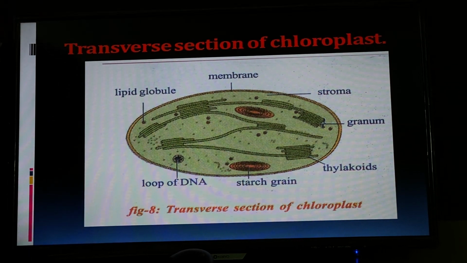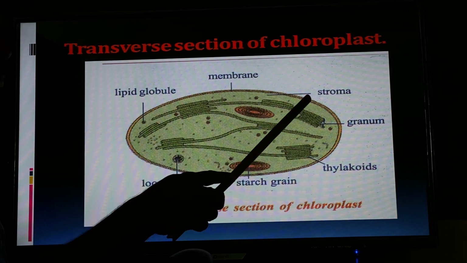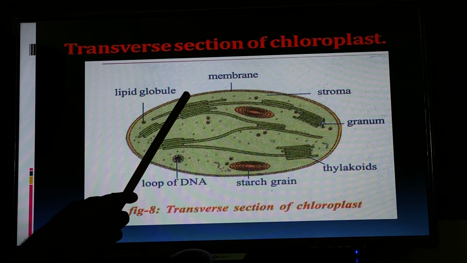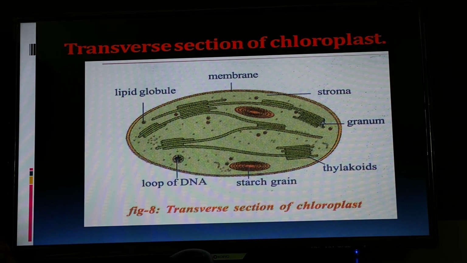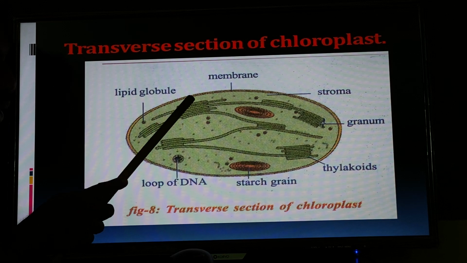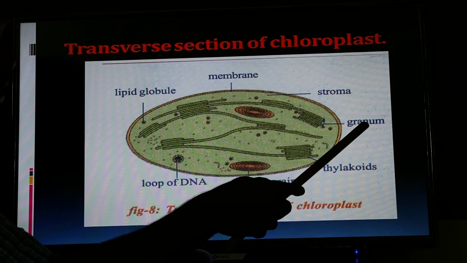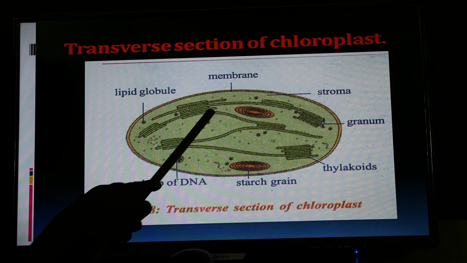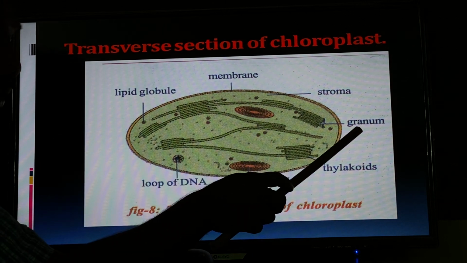How many membranes are present in the chloroplast? Three membranes: outer membrane, inner membrane, thylakoid membrane. How many membranes are there? Three. Here, thylakoid membranes form a stack. Stack means bundle. So many thylakoid membranes are united together one upon another to form a structure called granum or grana. Do you know a green color pigment called chlorophyll is present in granum?